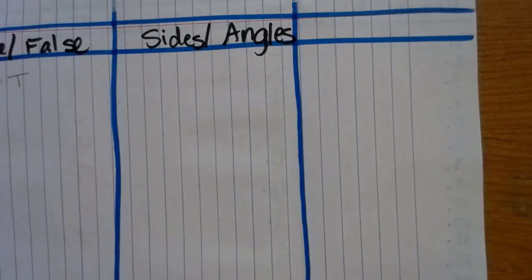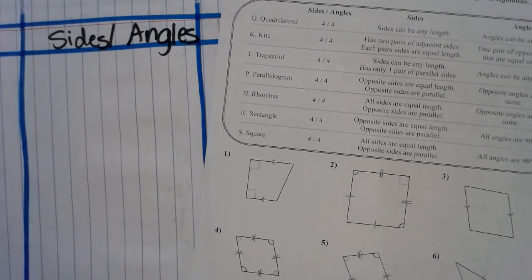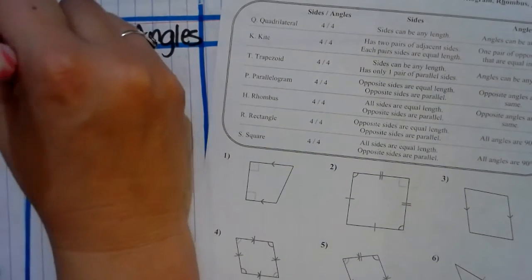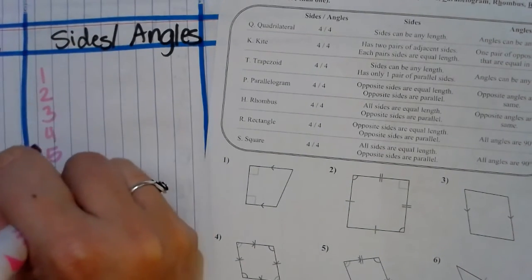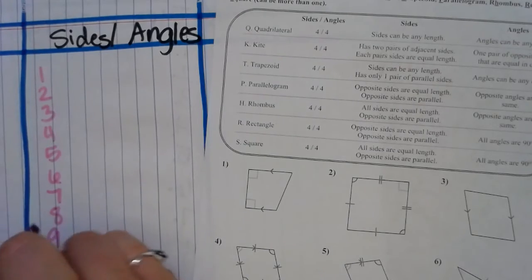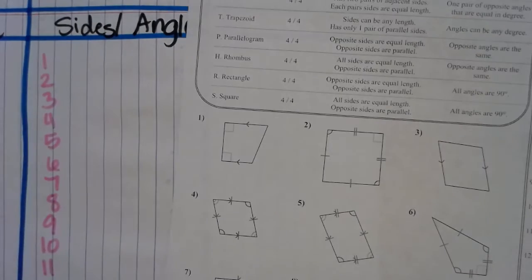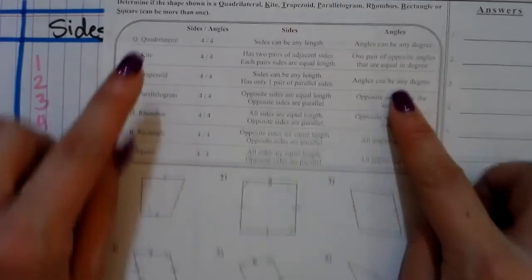Last page we are going to do. It has 12 questions as well. So if you go ahead and number your paper, 1, 2, 3, 4, 5, 6, 7, 8, 9, 10, 11, and 12. Same thing. Here are a bunch of rules.